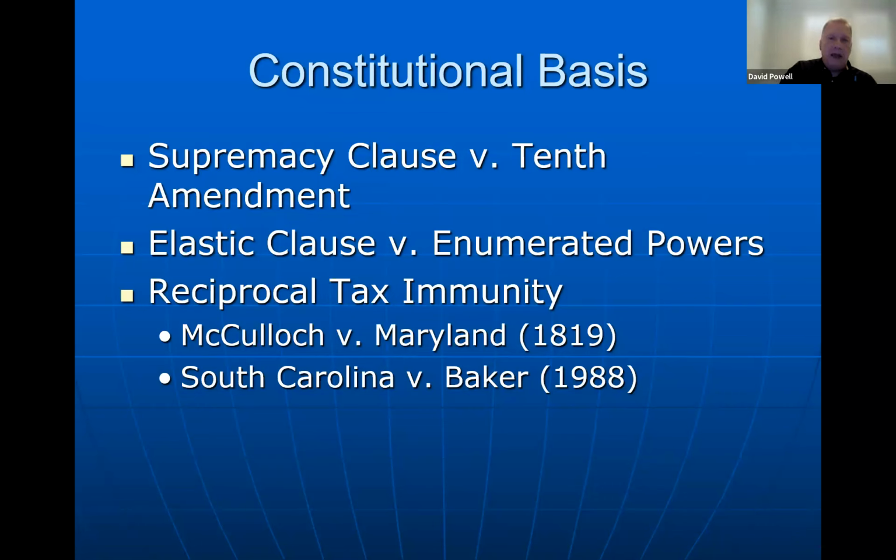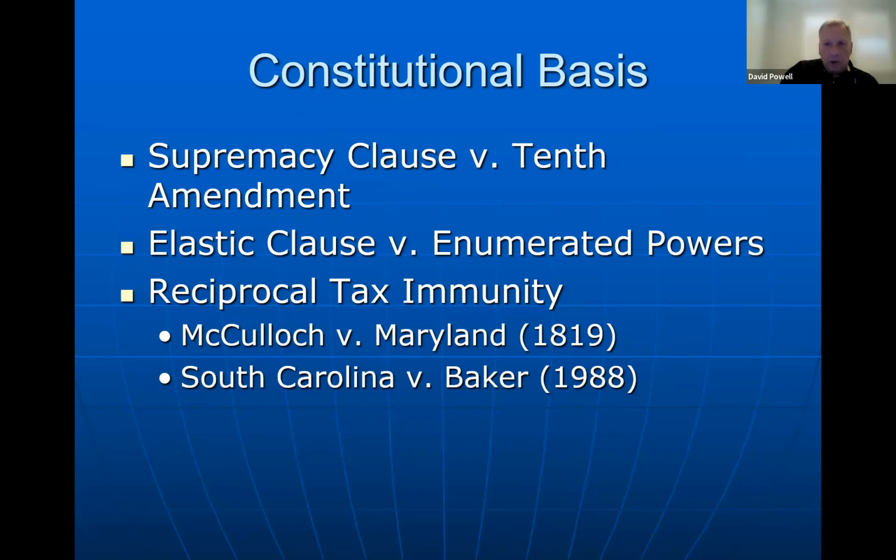Last week, when we talked about taxation, we also gave a nod to this idea of reciprocal tax immunity. We said that for many years, from 1819 up until the 1980s, there was this constitutional principle known as reciprocal tax immunity, which said that one level of government may not tax another level of government. I believe we made mention of McCulloch versus Maryland back in 1819, this very famous seminal Supreme Court case, whereby the state of Maryland was taxing the fiscal notes being issued by the Second Bank of the United States by its branch office in Baltimore, Maryland.